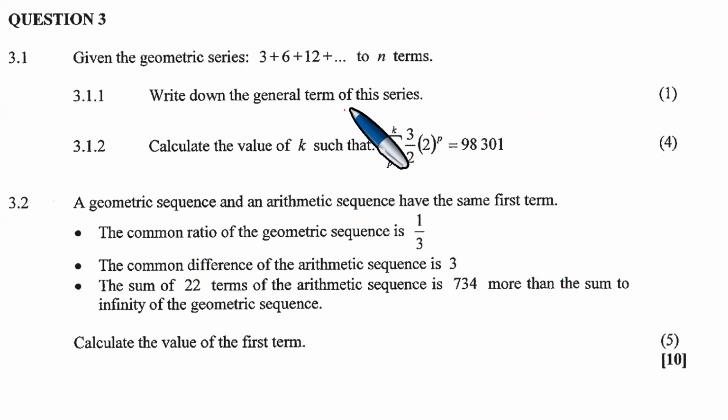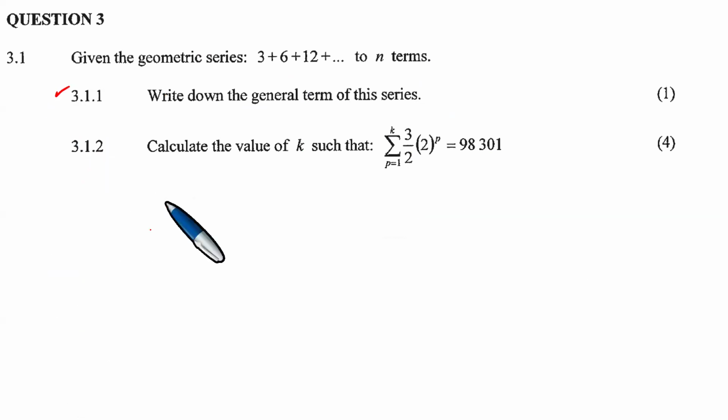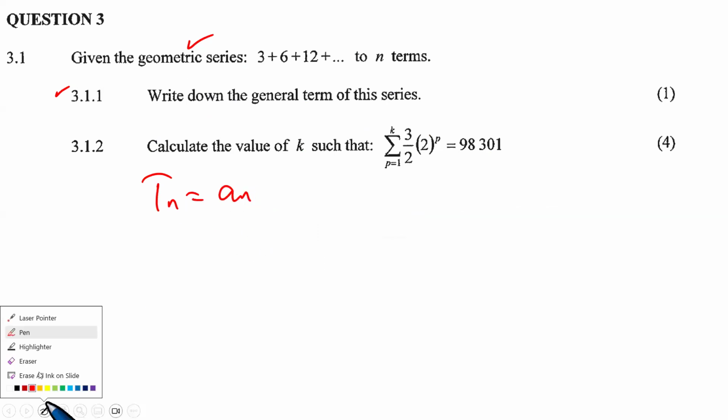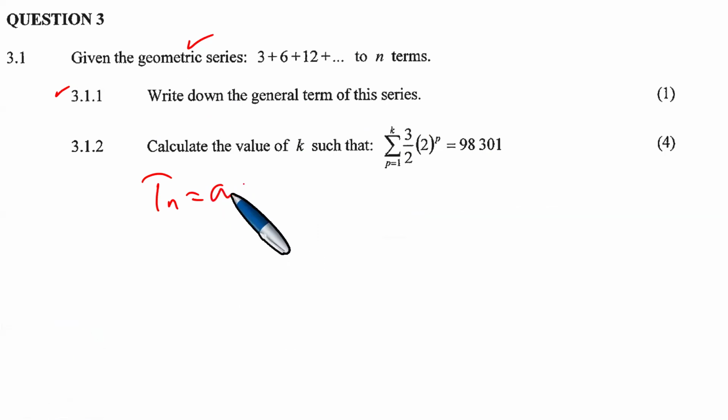Right, the next question is about geometric progressions, and given a geometric series of this form to n terms, we want to write down the general term of the series. We look at 3.1.1, and we have made space available for us to work with. Given a geometric series, we learn at grade 11 that this is ar to the power n minus 1. Okay, take note of that. So you have ar to the power n minus 1.